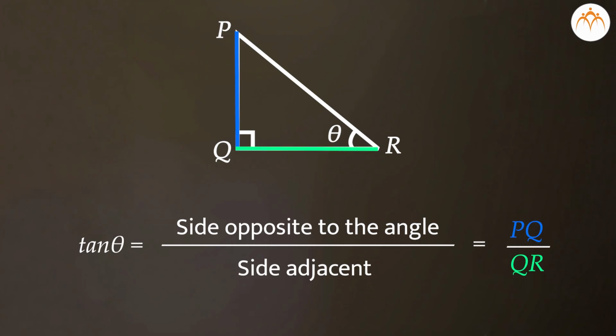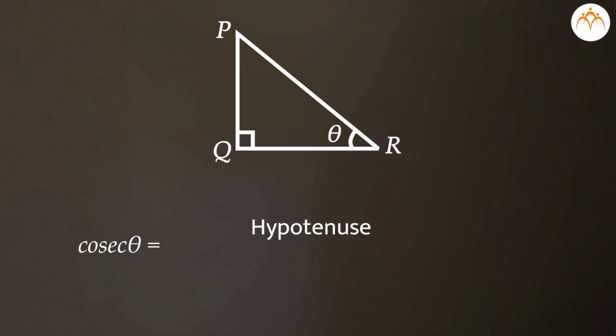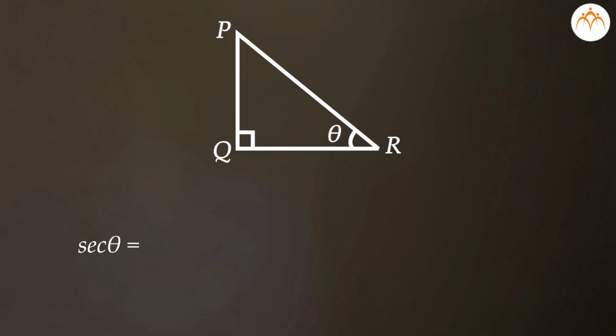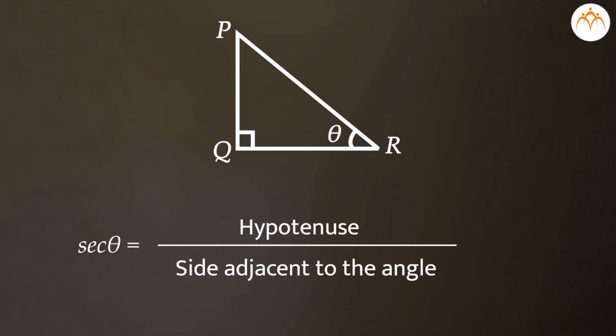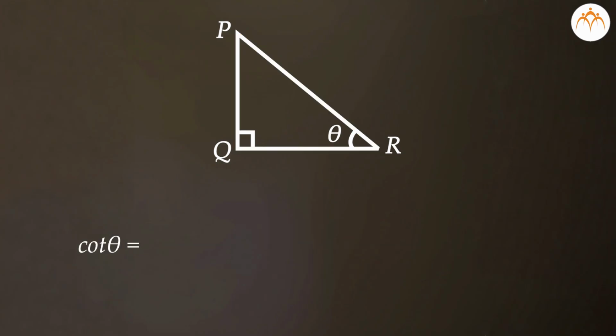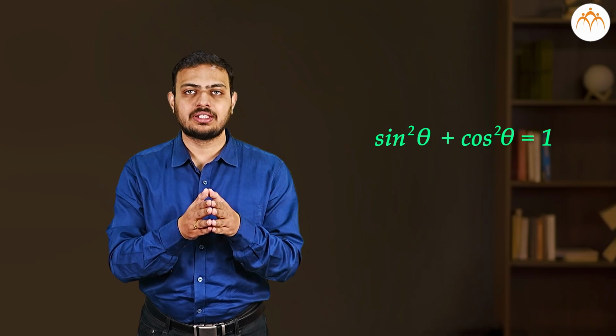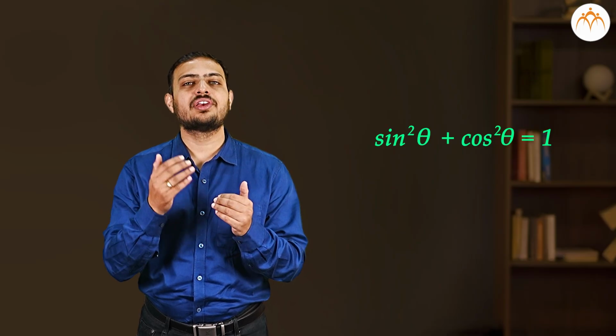upon QR. Cosec theta is equal to hypotenuse upon side opposite to the angle is equal to PR upon PQ. Sec theta is equal to hypotenuse upon side adjacent to the angle is equal to PR upon QR. Cot theta is equal to side adjacent to the angle upon side opposite to the angle is equal to QR upon PQ. We have studied the proof of the fundamental identity sin square theta plus cos square theta is equal to 1. Let's revise it.